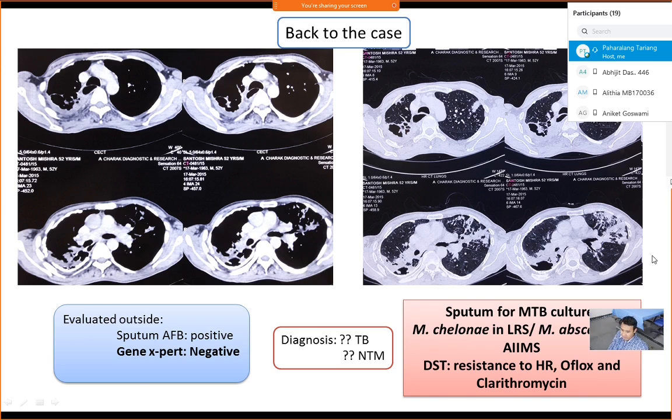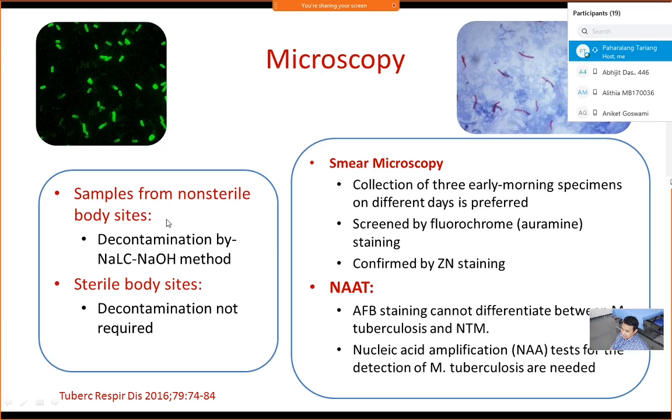So, laboratory diagnosis, microscopy, again, sample from non-sterile body sites, you can decontaminate it by the NALC, NaOH method, whereas for sterile body sites, decontamination is not required. For non-sterile sites, ideally, the smear microscopy will be usually similar to TB, except that here you collect 3 early morning specimens on different days preferred. You can screen by fluorochrome, that is auramine, so which is here.